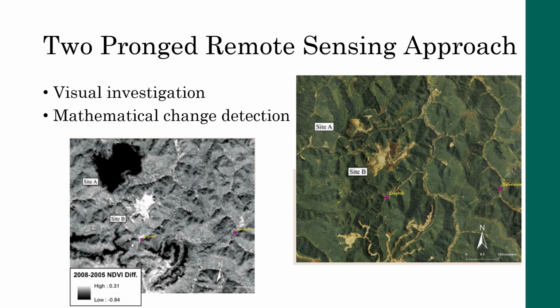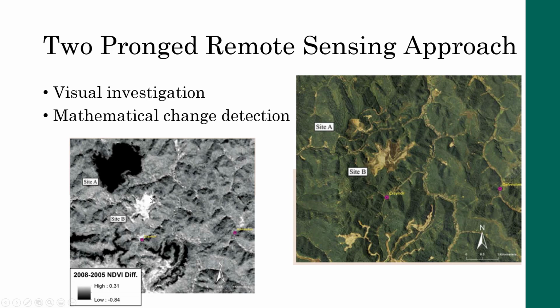So let's talk about how they actually went about handling this from a remote sensing perspective. The study used a two-pronged remote sensing approach. The first is a simple visual investigation, looking at high-resolution imagery, comparing time 1 to time 2. And the second is some actual mathematical difference in change detection. So this is going to be that image differencing approach.